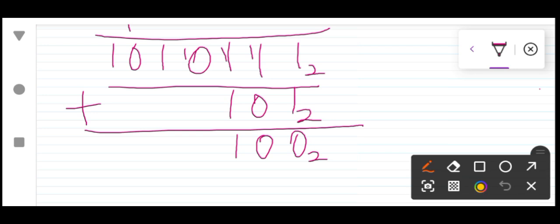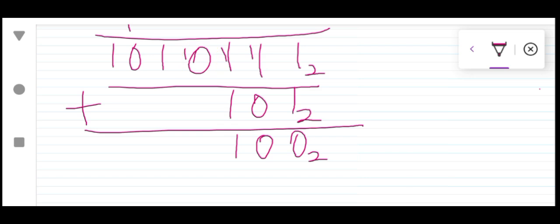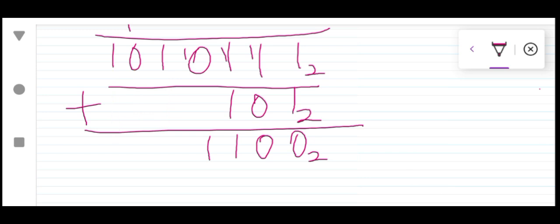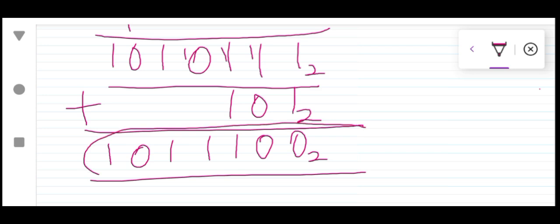So next is 1 plus 0, which is 1. So we have 1 over here. And these other values, just drop them down since there is nothing to add up with them. So let's drop them down. So we have 1, 0, 1. And this is the final result. So the final result is 1 0 1 1 1 0 0 1 0 1 1 1 0 0.